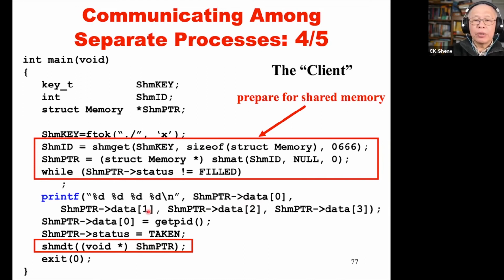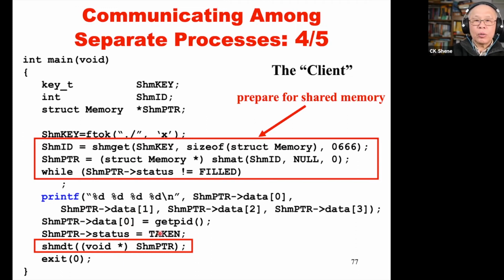After printing the values, notice here, this data 0 was filled by the server with the server's PID. And data 1, 2, and 3 are from the server's command line arguments. So in return, this client gets its PID and saves it back to data 0, and then sets the status to taken. When the server detects that the status changed to taken, the server would print out this value.